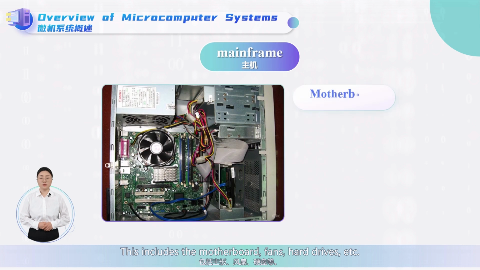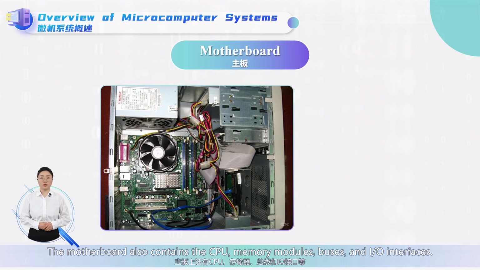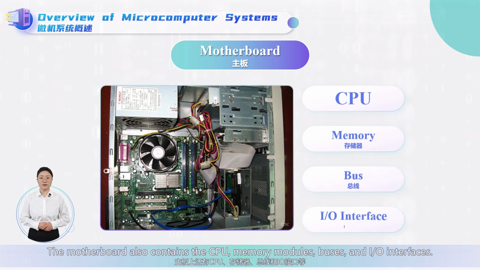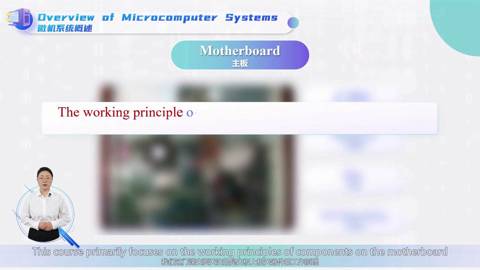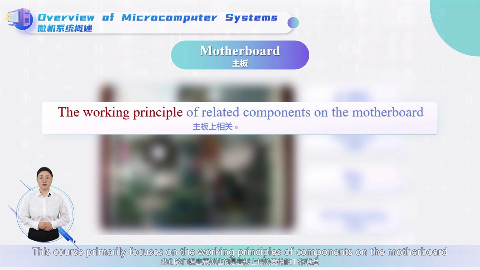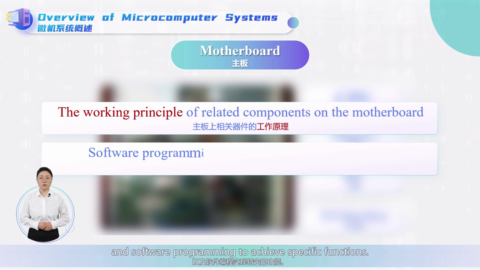The main unit includes the motherboard, fans, hard drives, etc. The motherboard also contains the CPU, memory modules, buses, and I/O interfaces. This course primarily focuses on the working principles of components on the motherboard and software programming to achieve specific functions.